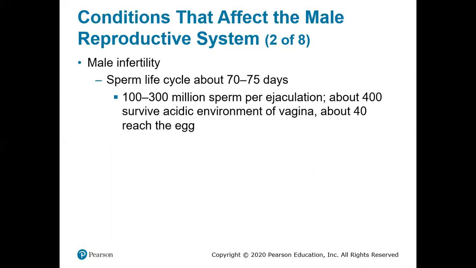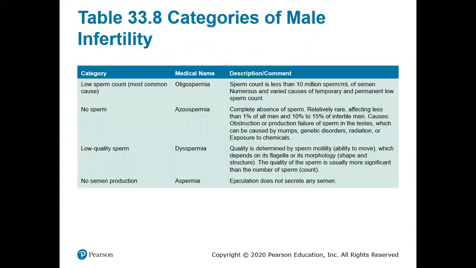The life cycle of sperm runs about 70 to 75 days. There are 100 to 300 million sperm per ejaculation. About 400 survive the acidic environment of the vagina, and about 40 reach the egg. On page 573, table 33.8 details categories of male infertility. Again, I'm not going to go through the finer details, but I highly suggest that you do.